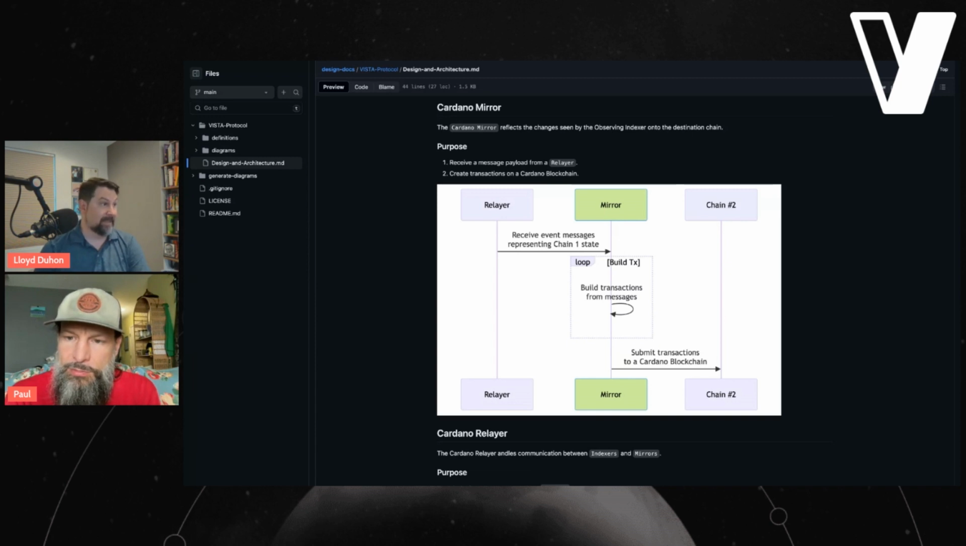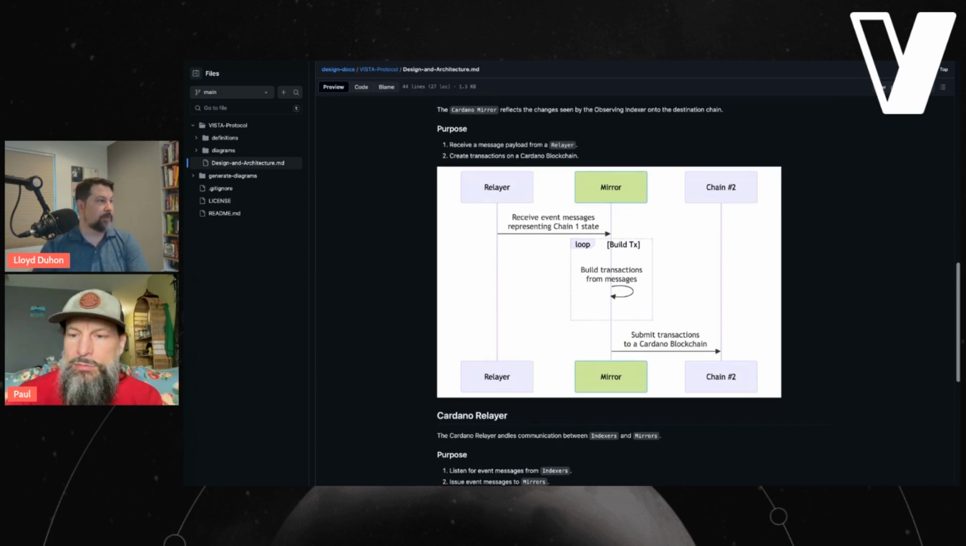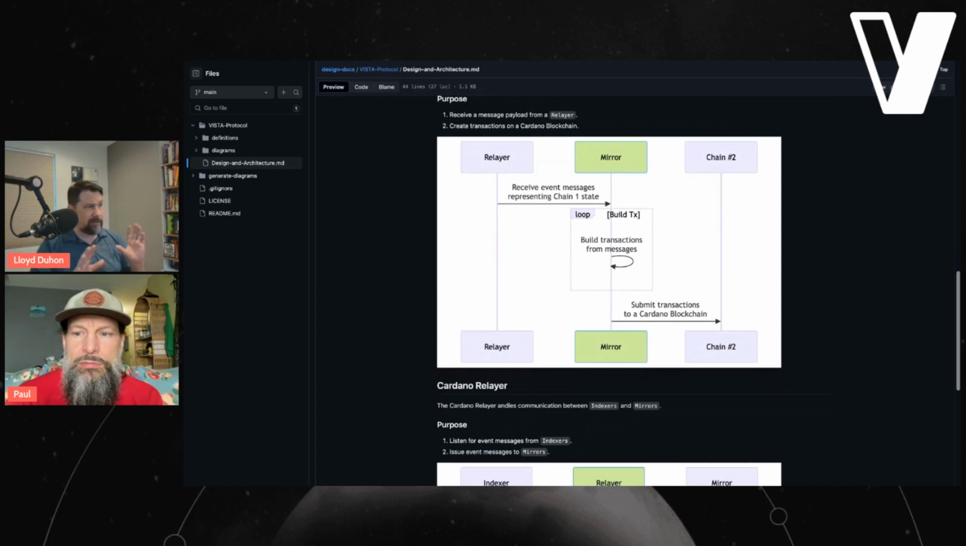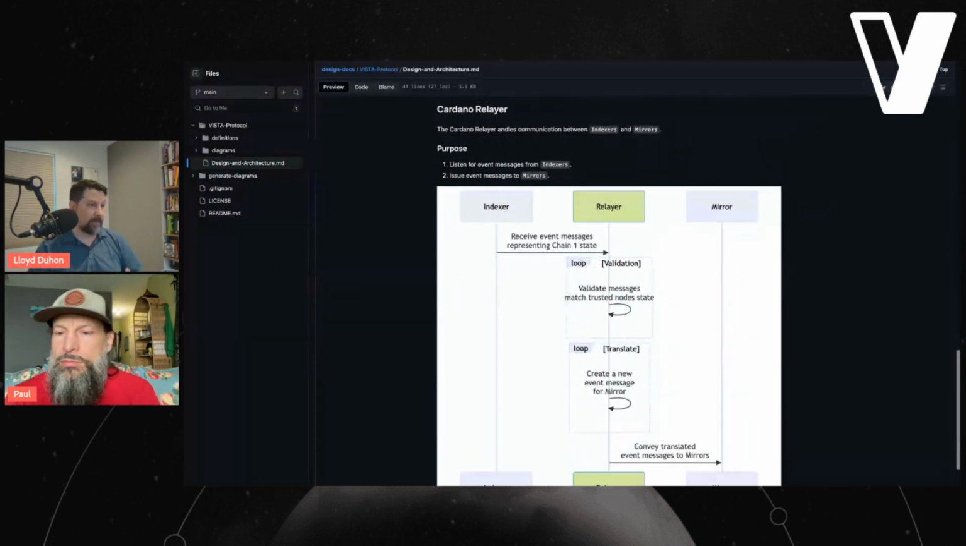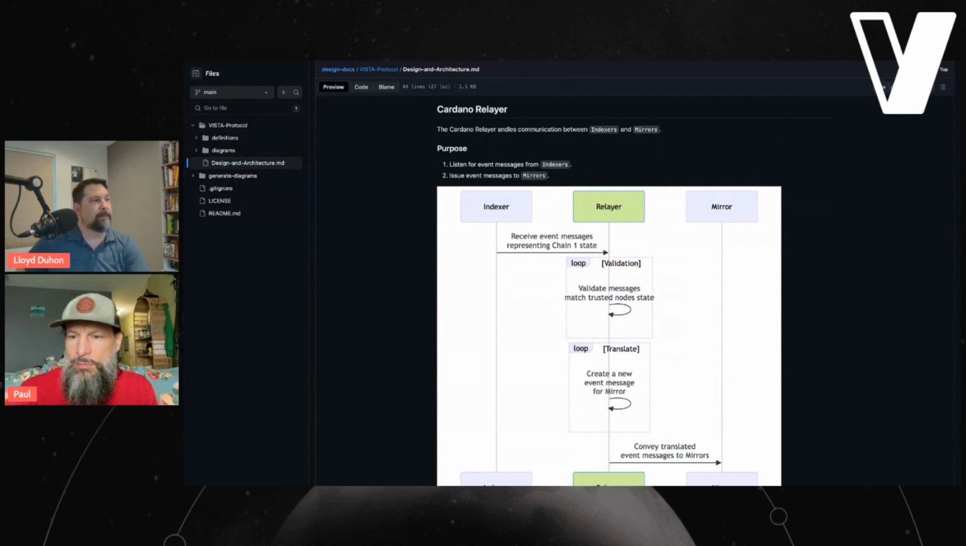All right, this is fantastic. So we're moving through the architecture now. I think we've got a pretty good handle on what that looks like. So let's talk about this Cardano relayer. What makes the relayer important in this architecture? Well, the relayer is a central mechanism that allows us to validate.